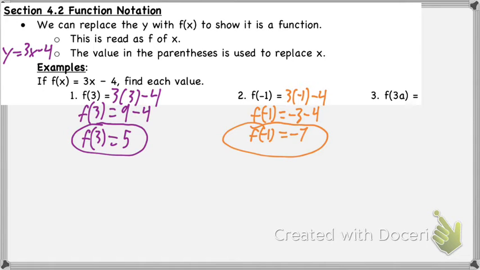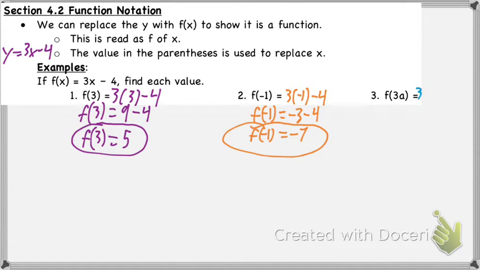Okay, now on this one. What's replacing our x on this third one? 3a. So what are we going to plug in whenever we see x? We plug in both of them. We plug in 3 and a. So instead of x, we're using 3a. Instead of x, we use 3. Instead of x, we use negative 1. Instead of x, we'll use whatever shows up in the parentheses. This time it happens to be 3a.